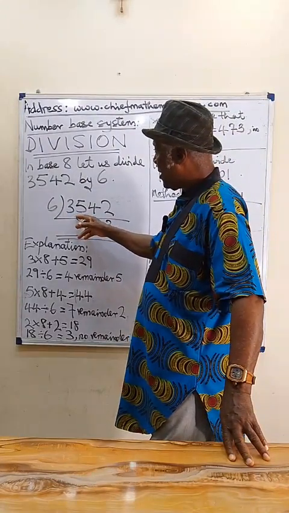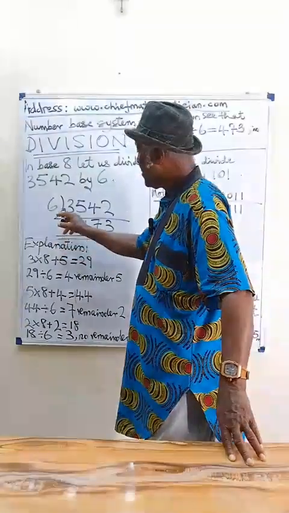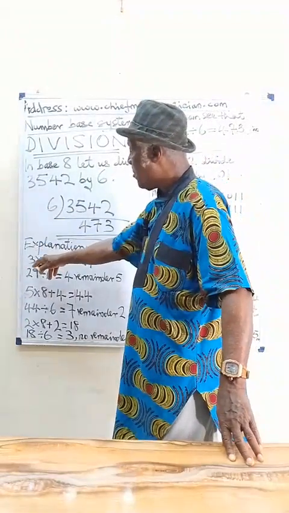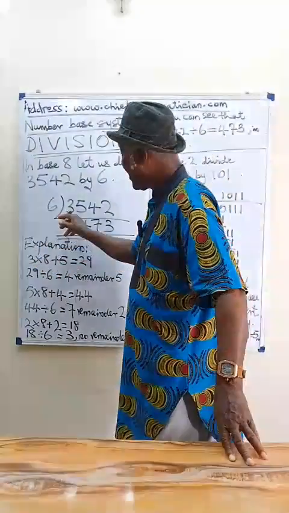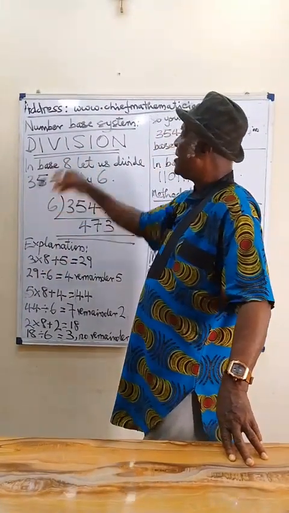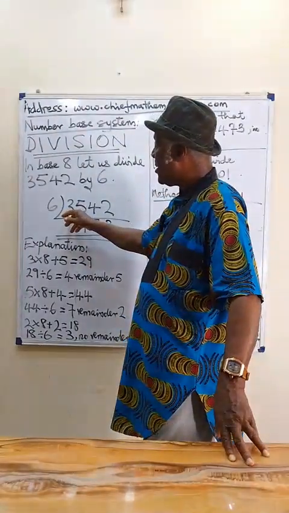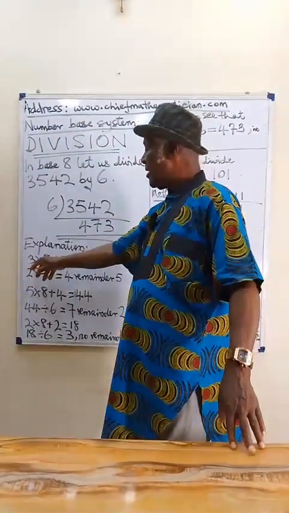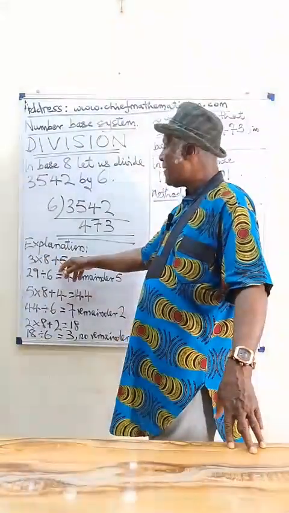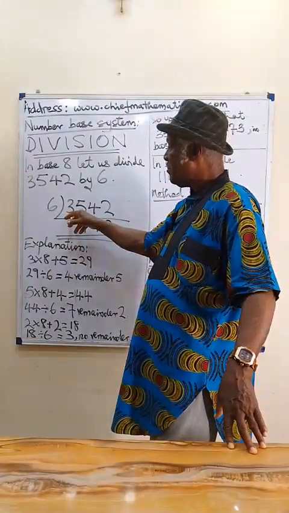Okay, sorry, we are working in base 8. I'm very sorry. We are working in base 8. So this 3 represents 3 bundles of 8. It is 3 times 8, which is 24, plus 5. Remember that 6 cannot divide 3, and the 8 cannot do that.